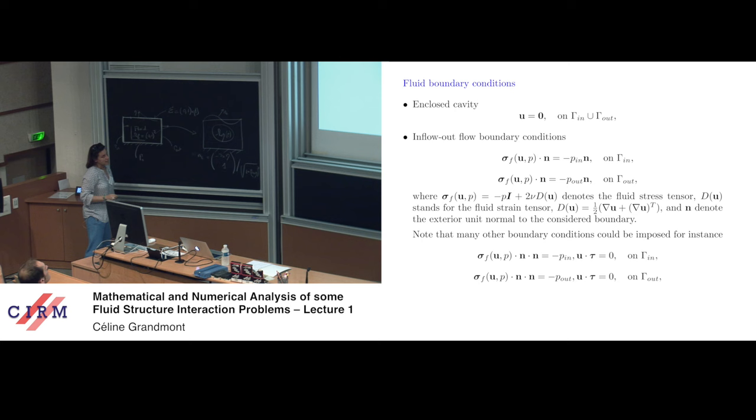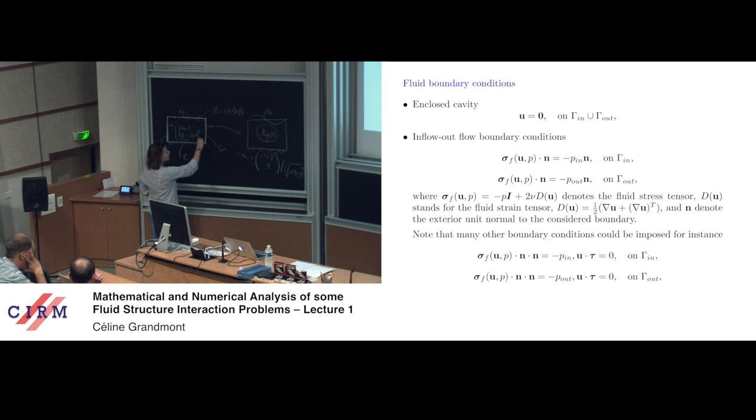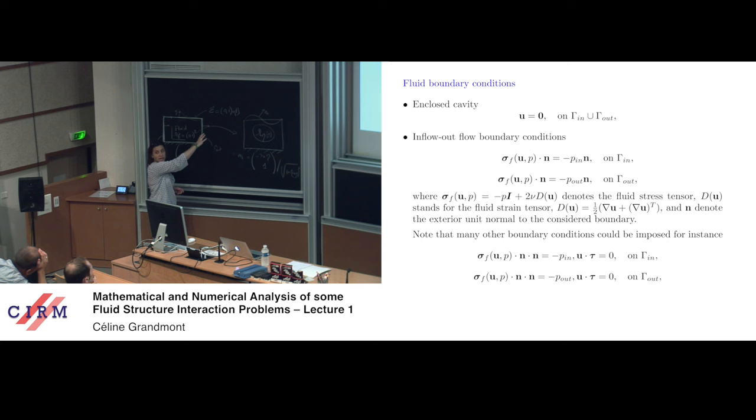And as Alberto said yesterday, from the modeling point of view, those kinds of boundary conditions are not really representative of the physiology. So often you have to couple the fluid structure interaction problem with reduced models such as 0D or 1D models. But if you do so, when considering the coupling of those two models, you have some Neumann boundary condition appearing. So the coupling is made through Neumann boundary conditions.